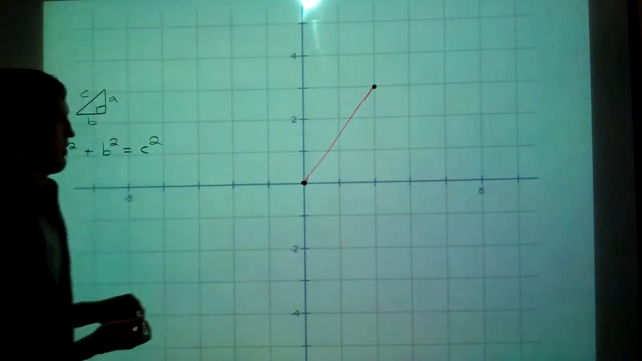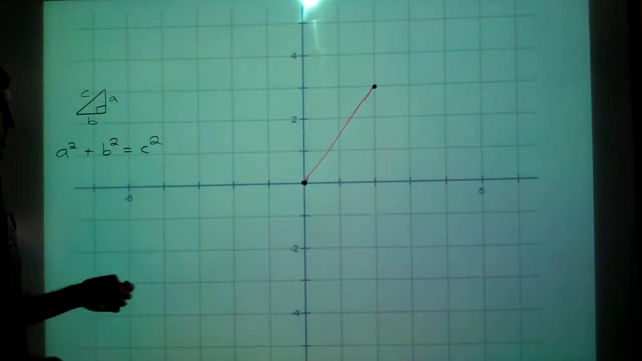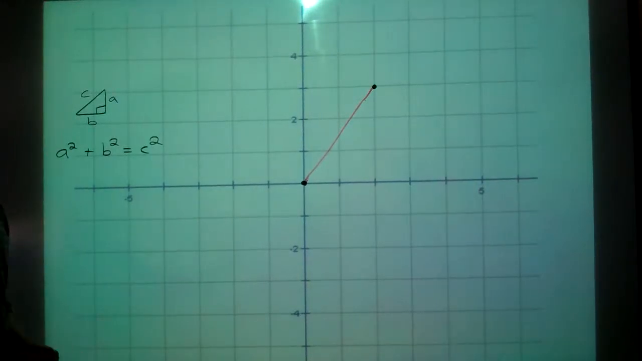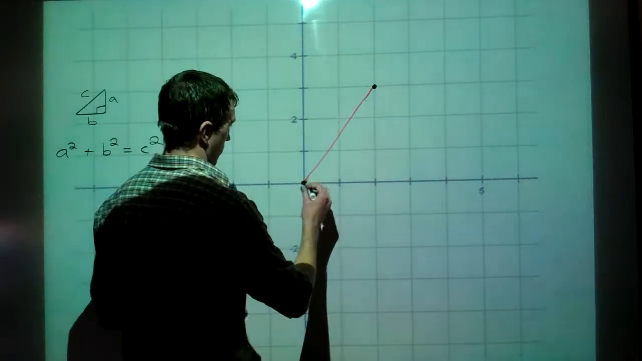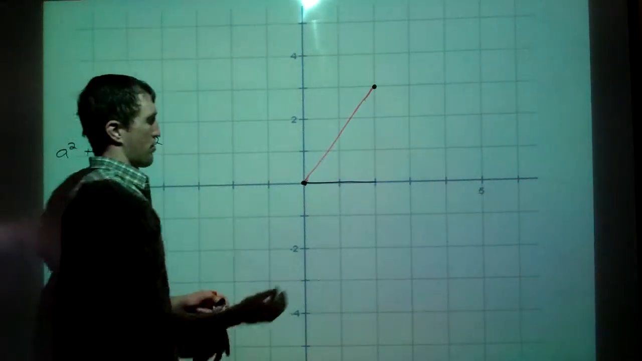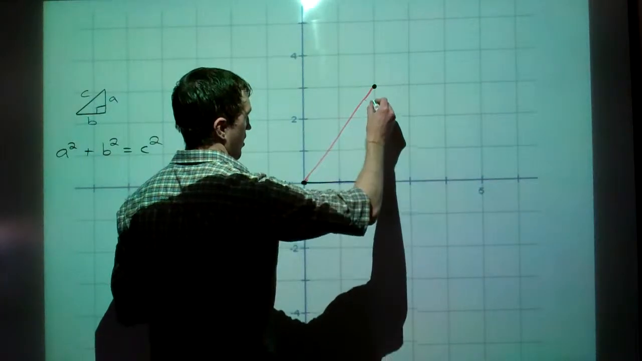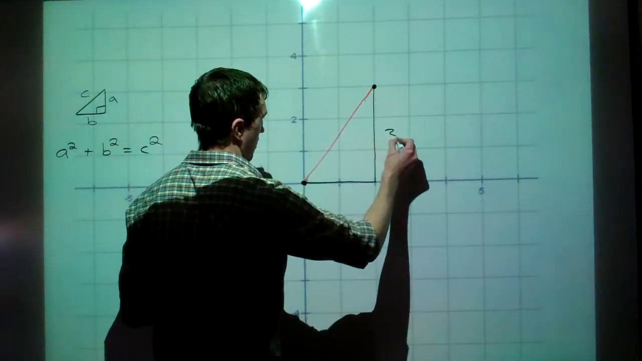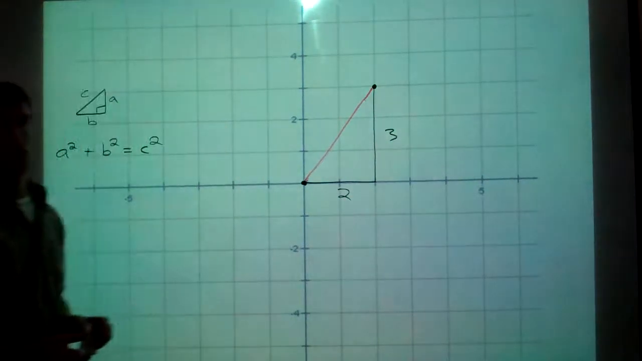We want to figure out that red distance, that straight path right there, and what we can do is set up a triangle again. So we go over 2, and up 3, it looks like. So we've got 3 and 2.